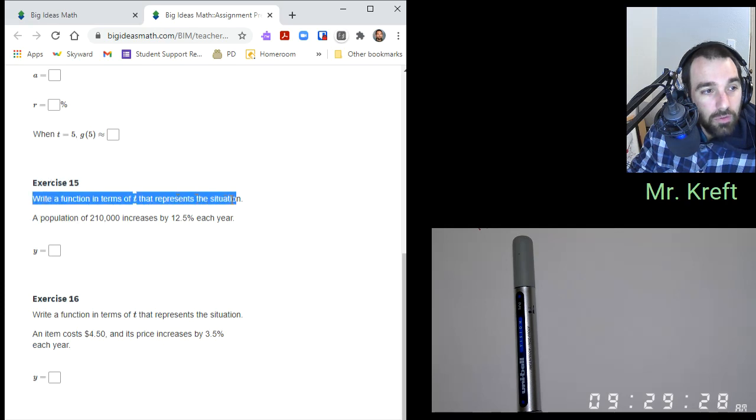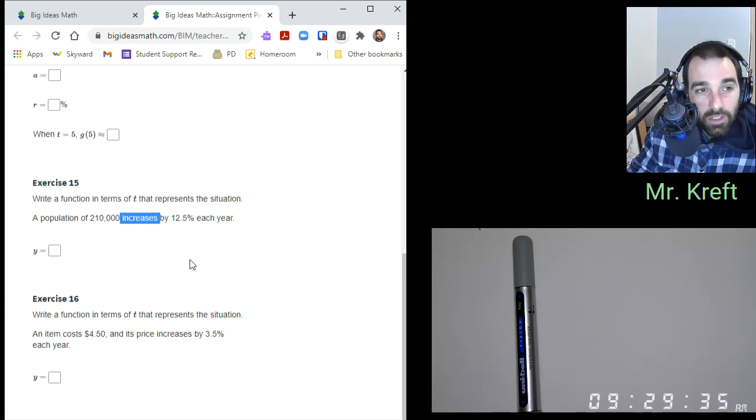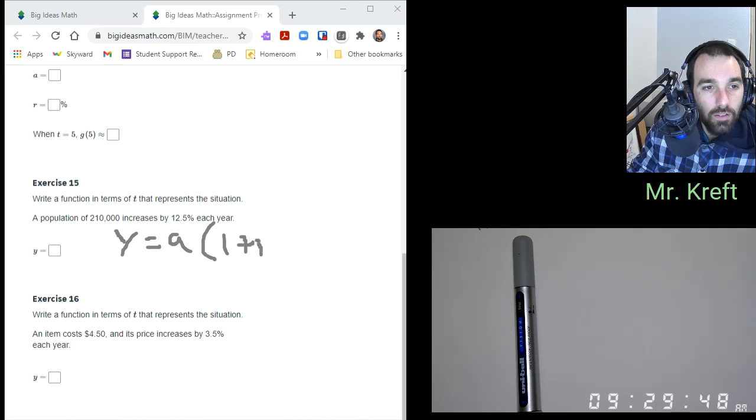we're going to write a function in terms of t. Okay, so the first thing I'm going to look at is this growth or decay? So it says increases. So that means it's going to be growth. So I'm going to write out the equation for growth. So growth is y equals a times 1 plus r, right? So growth is we're adding. So we know our initial amount, and then we just have to get our 12.5%.